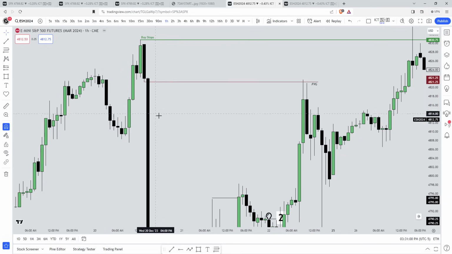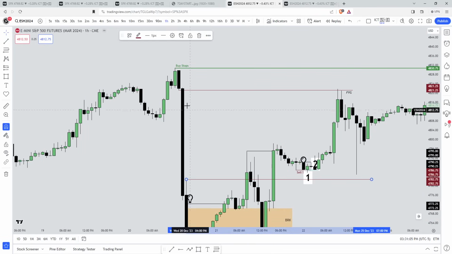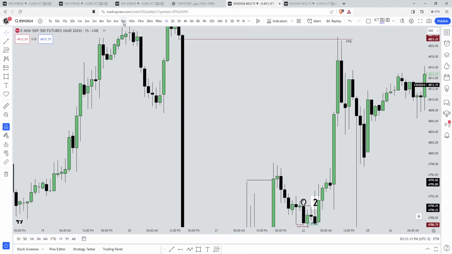That's going to be a target because see how it left this huge fair value gap from this candle's high to this candle's high up here, or low. It's only offered sell side delivery. It needs to rebalance that. So that's going to be my target.